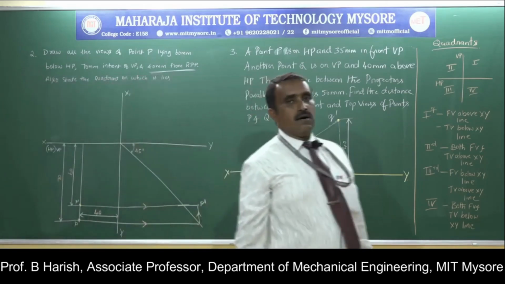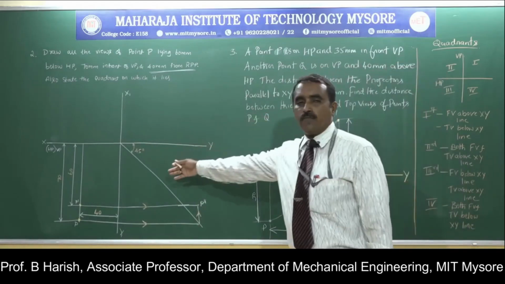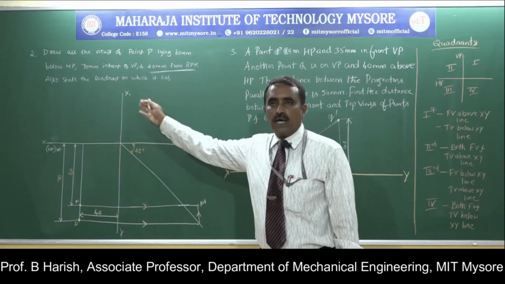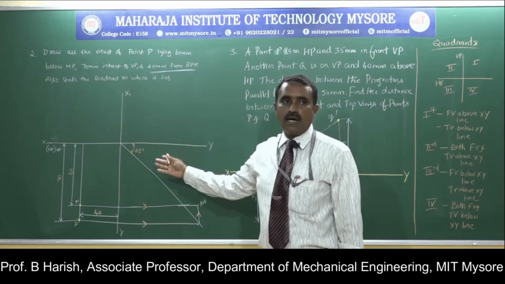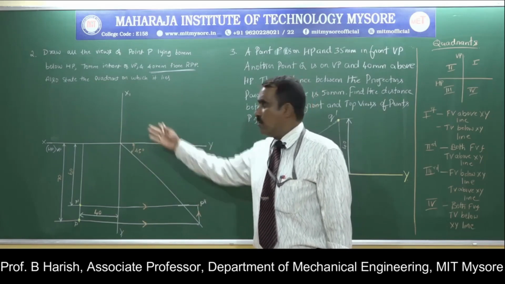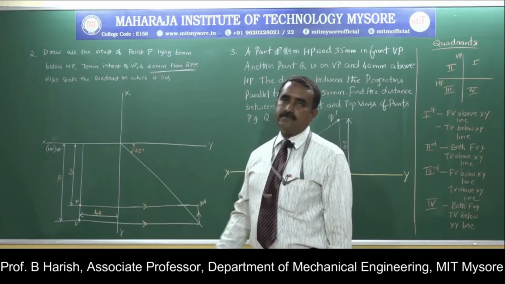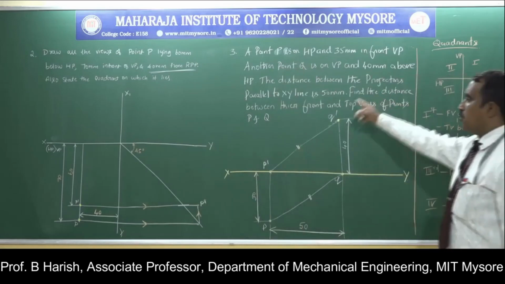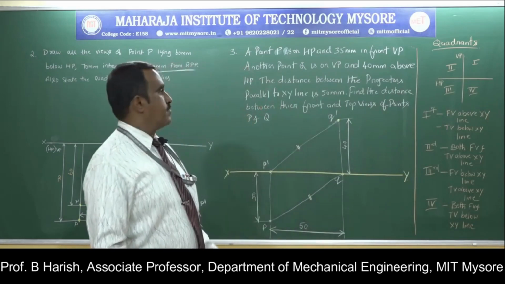Next, coming to the next problem. This is the second variety of problem that can be asked. Like this, the point can be in any of the quadrants: the first quadrant, second quadrant, third quadrant or fourth quadrant, and I can draw the profile view depending upon or satisfying the condition given in the problem. Then come to the next problem. This is one more variety of problem that can be asked.